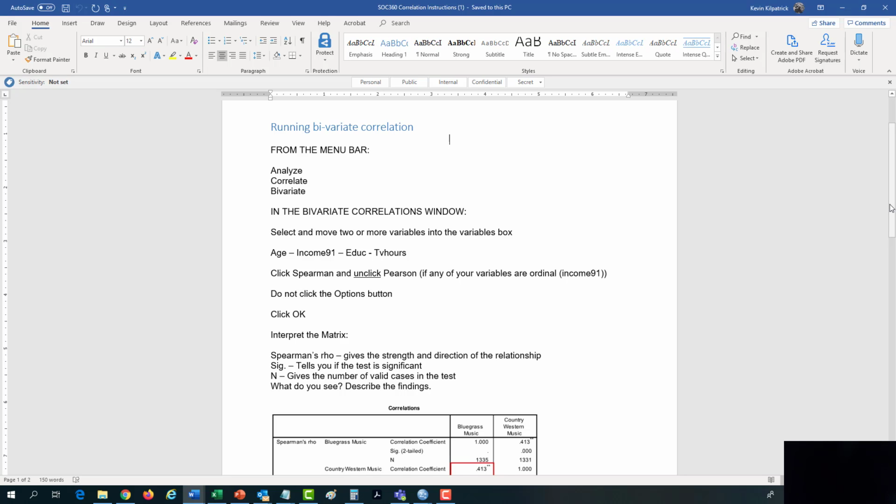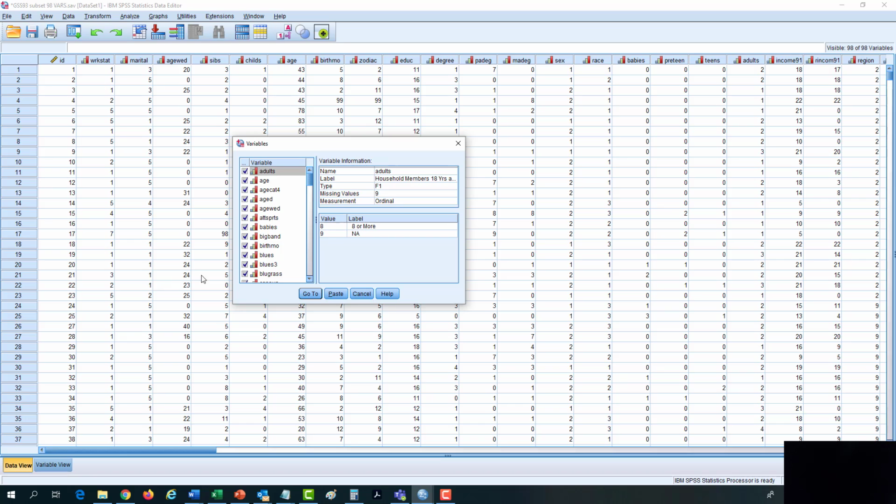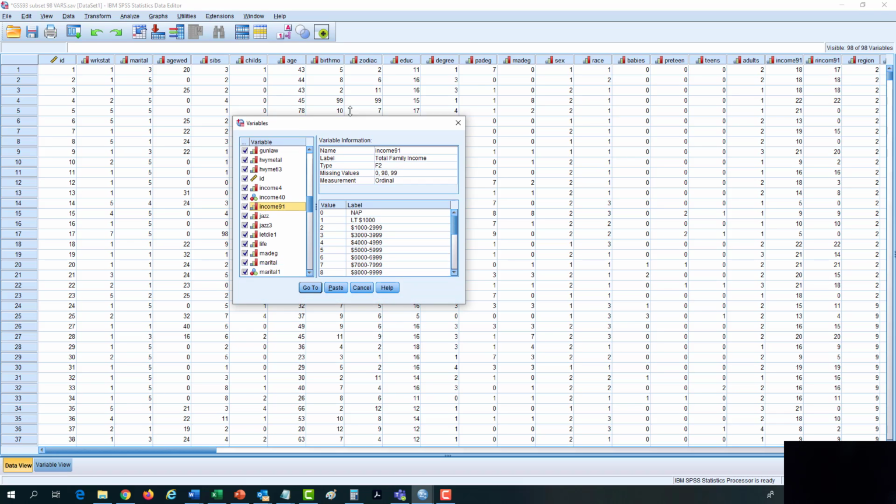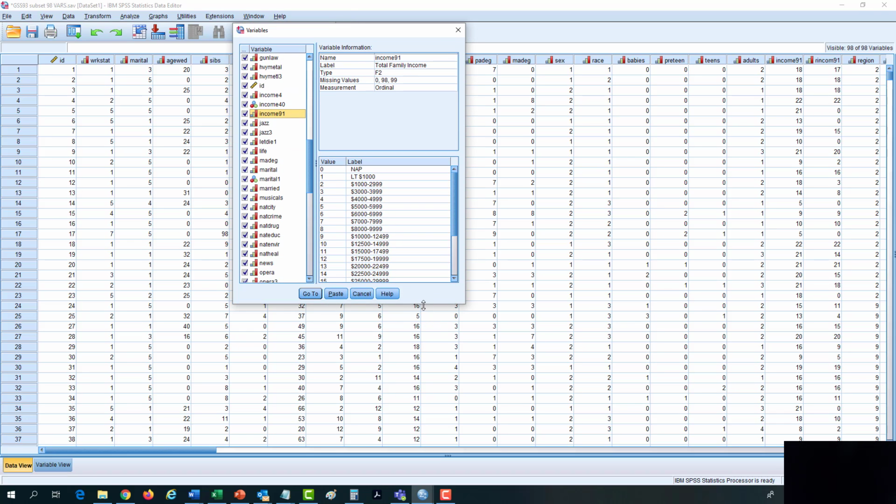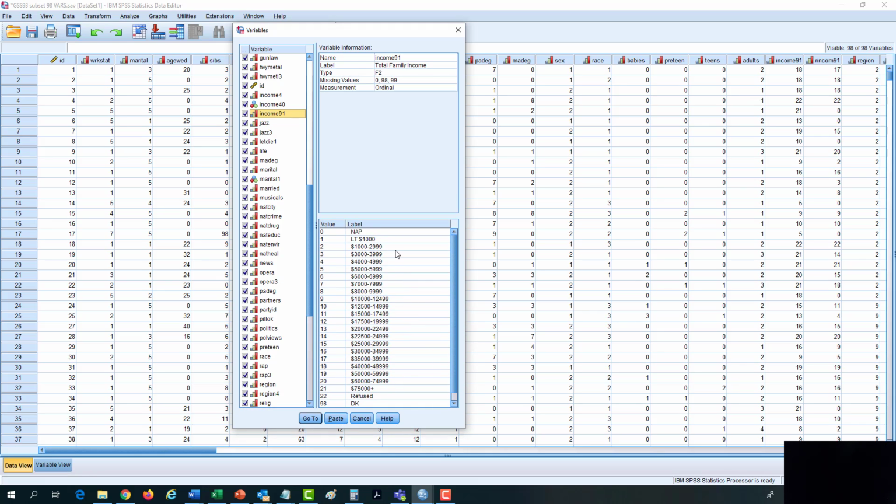In income 91, the answers are in ranges. Pull that thing up real fast. Here's income 91. Wow, that is a big variable. But look at all these answers. They're all in ranges. So immediately, if you see a variable that has answer choices in ranges, that is automatically ordinal.